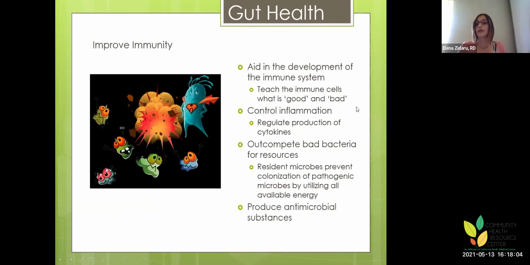With immunity, how do they improve immunity? They help maintain a healthy immune system, teaching the immune cells what is good and what is bad, so that our immune system functions properly. It controls inflammation through the regulation of those cytokines, and can produce some antimicrobial substances.